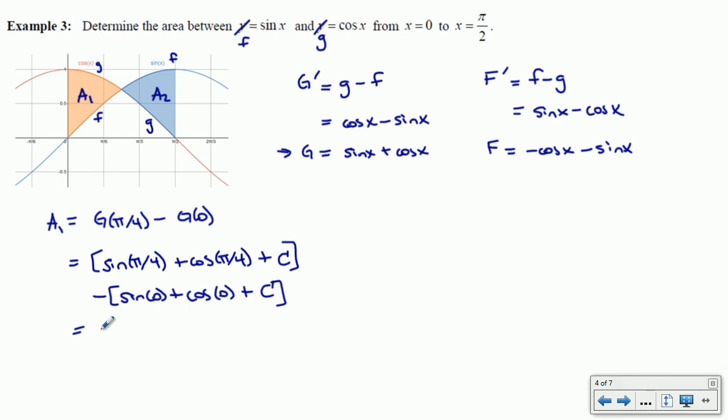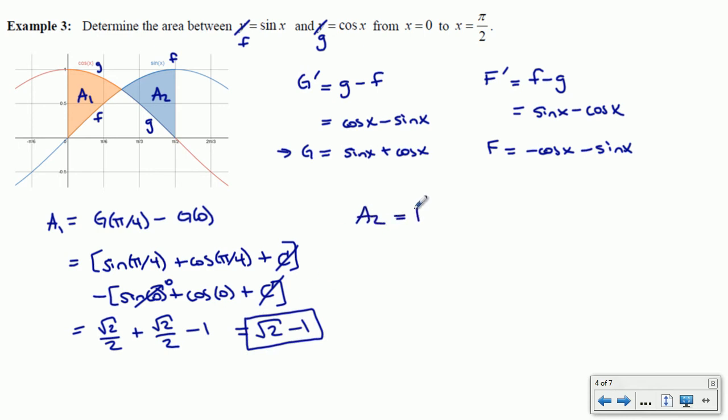Now sine at pi over 4 is root 2 over 2. Cos at pi over 4 is also root 2 over 2. Sine at 0 is 0. And cos at 0 is 1. So we'd subtract 1 as a result of this, and the c's would cancel. So this would eventually give us root 2 minus 1. And now on to area 2.